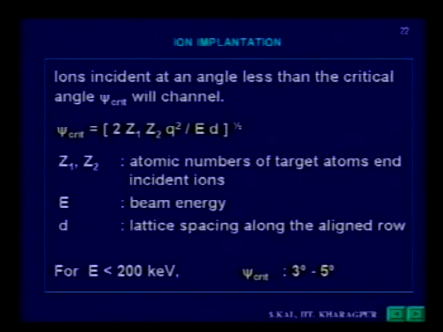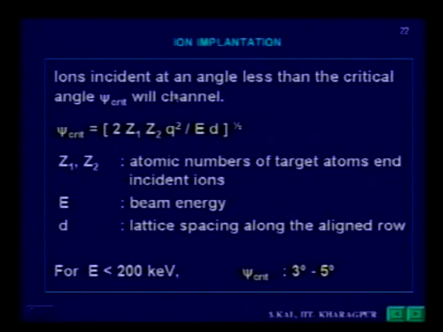that channeling can be stopped by tilt angle implantation. And what is the tilt angle? When I explained channeling in the earlier slide, I said let us assume the ions are incident normal to the surface. But if they are not incident normal to the surface and hit at a particular angle, then the probability of channeling is less. That angle is known as the critical angle. The ions incident at an angle less than the critical angle, psi critical, will channel.